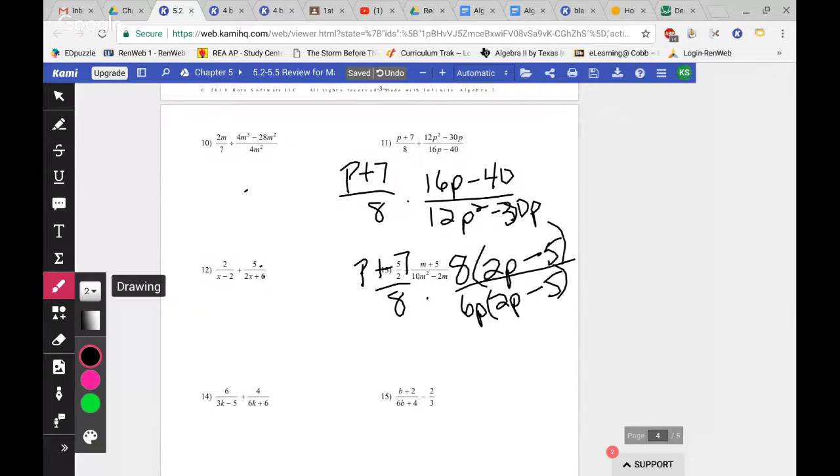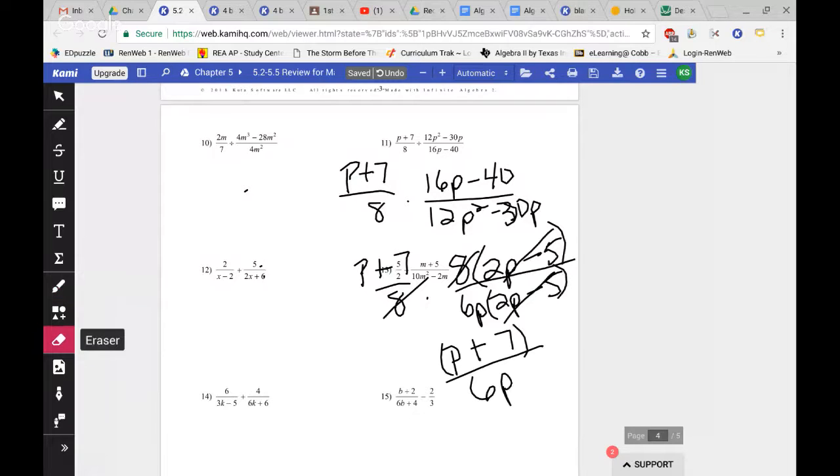Okay, I'm seeing they're saying cancel out the 8. Okay. Okay, and the 2p minus 5. Okay, good job. Great. So then that leaves us with p plus 7 over 6p. And that's your final answer. Any questions?